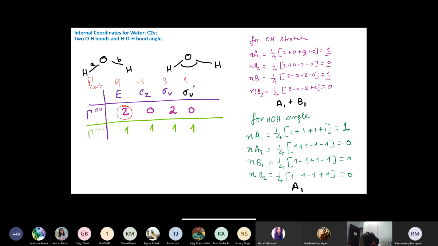When I do C2, the a becomes b, and this a goes here and b comes here. So they change positions. So that becomes 0.